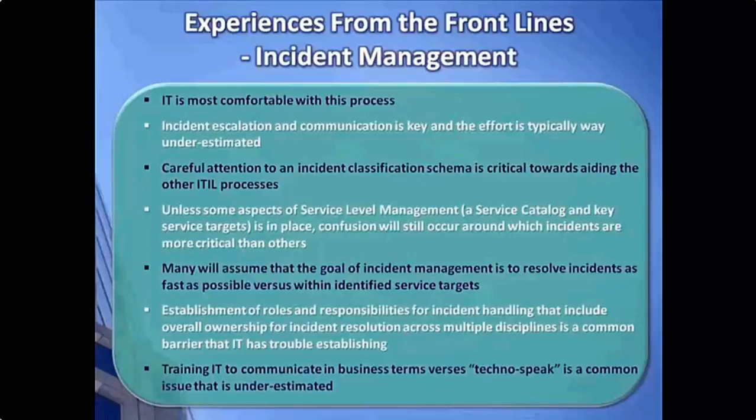One of the key outcomes of the incident management process is to provide data on incidents that can be used by other processes such as availability management or problem management, and even your service reporting. Unless some aspects of service level management, either with knowing your services through service catalog and having key service targets in place, you may still get confusion around which incidents are more critical than others.